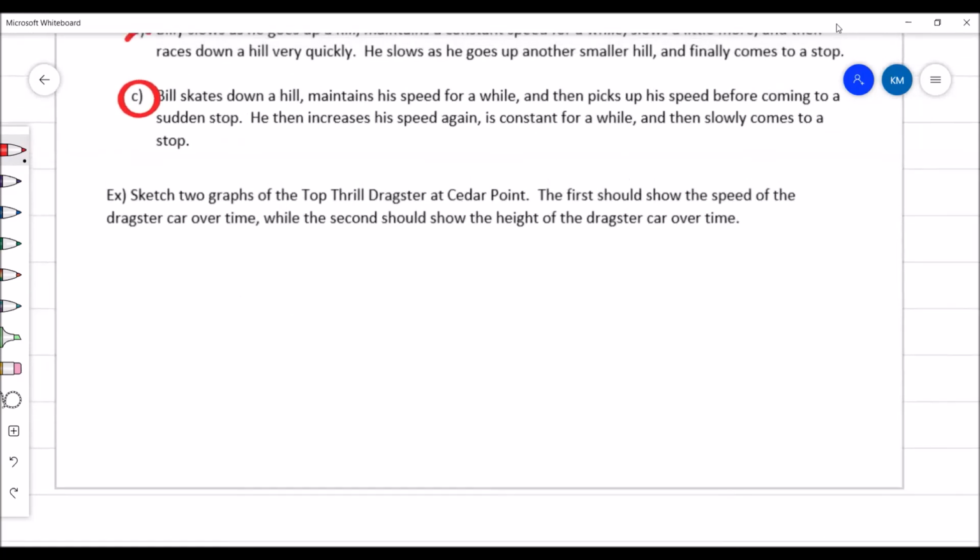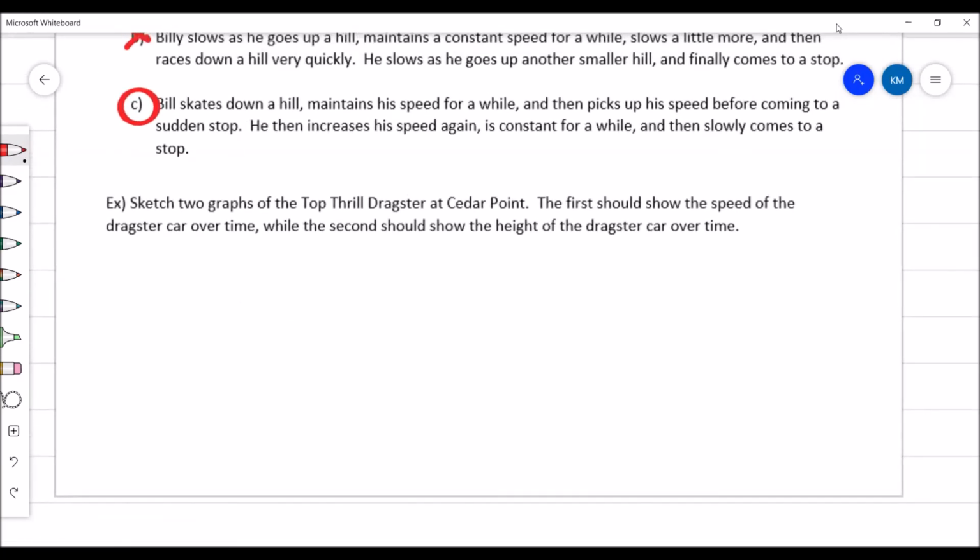And then the last one, I will want you to follow the link on the agenda and sketch two graphs at the top, Thrill, Dragster at Cedar Point. The first should show speed of the dragster car over time, and the second will show the height of the dragster cars over time. Okay, so let me help you out. You should set these up similar to this, both big L's. Okay, and since they're both over time, this x-axis is time.